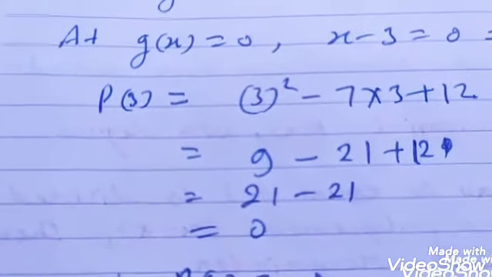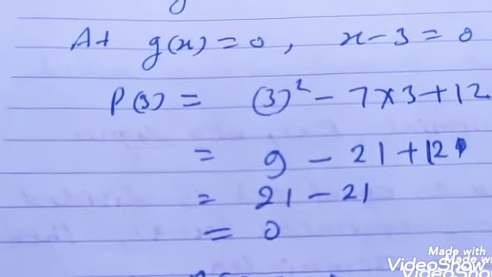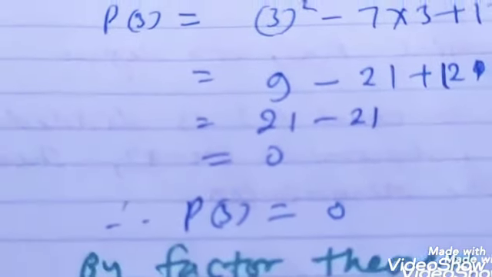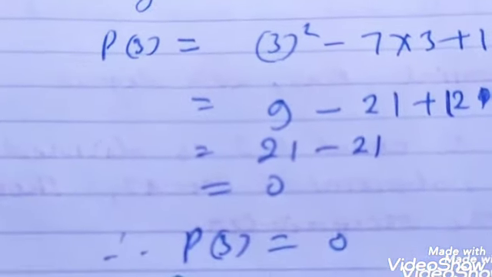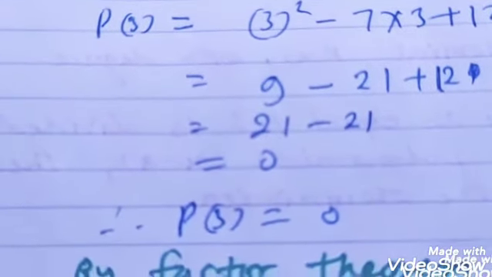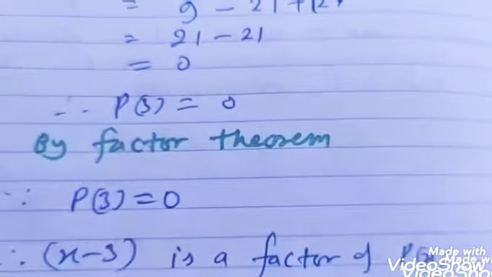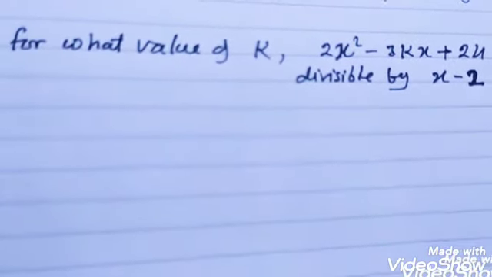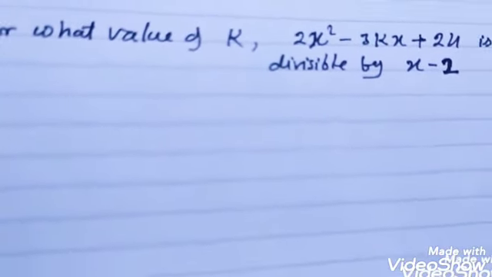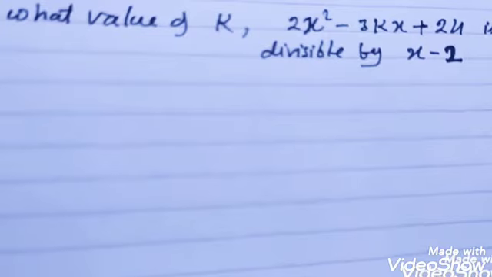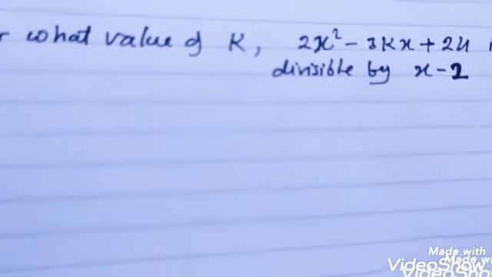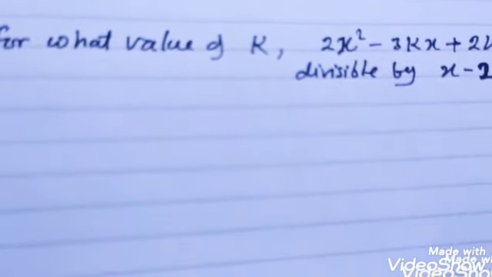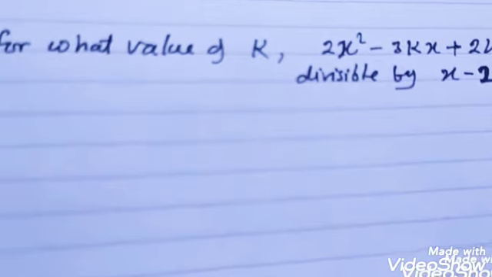So as factor theorem says that if p(a) is equal to 0, then x minus a is a factor of p(x). So here by factor theorem we find that p(3) is equal to 0, therefore x minus 3 is a factor of p(x). There is one more type of application of factor theorem. Let's take a question. For what value of k is 2x square minus 3kx plus 24 divisible by x minus 2? In other words, we may say that for what value of k is x minus 2 a factor of 2x square minus 3kx plus 24.